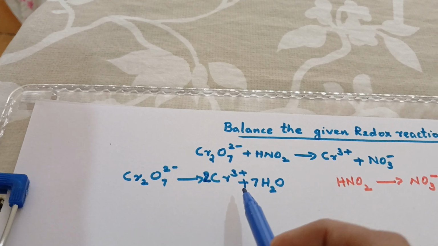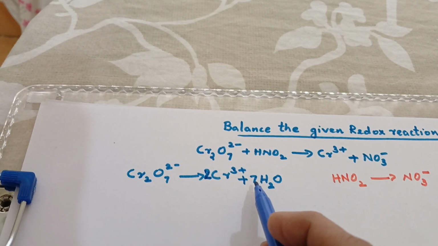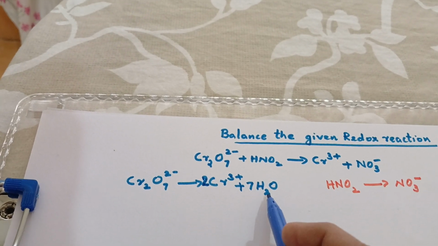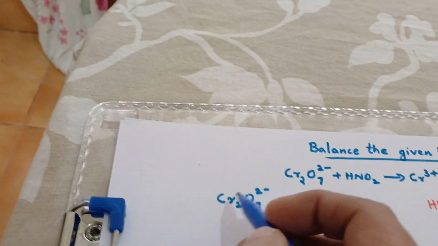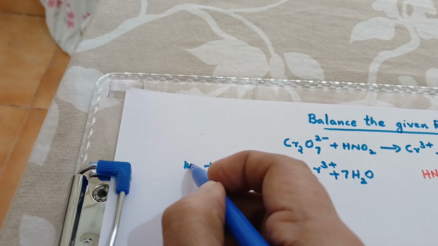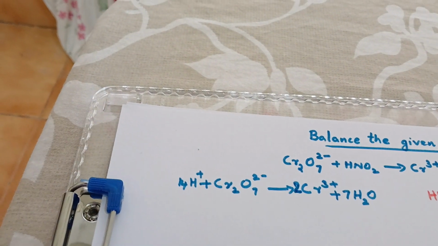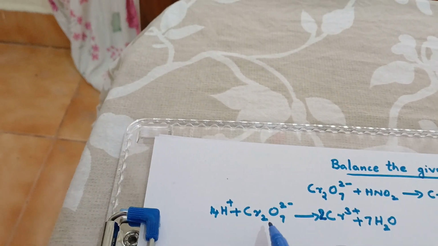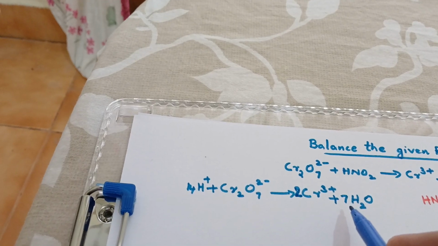Now oxygens and chromiums are balanced, but we have added 7 into 2, 14 hydrogen atoms on the right hand side. So what can we do here? We will add 14 H+ ions on the left hand side. Now atoms are balanced. We will look at the charges.